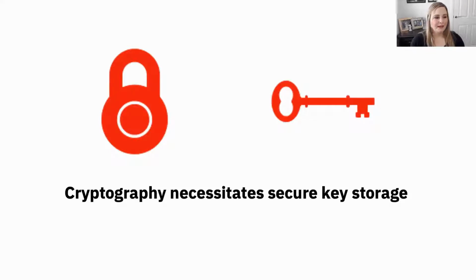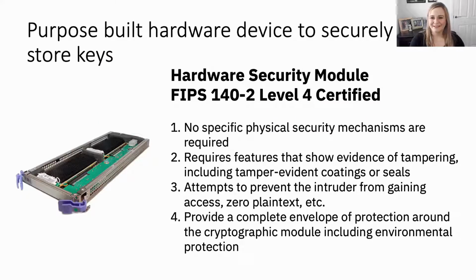If we go back to the idea of this trusted execution environment where we're going to have everything secured, we're probably going to have cryptography involved. And when you have cryptography, you're probably going to have keys, which means you need a secure way to store them. Which naturally leads us to the IBM Z hardware. Why? Because we have this HSM, a hardware security module, that is FIPS 140 level 4 certified. And so this becomes a purpose-built piece of hardware that you can securely store keys in.